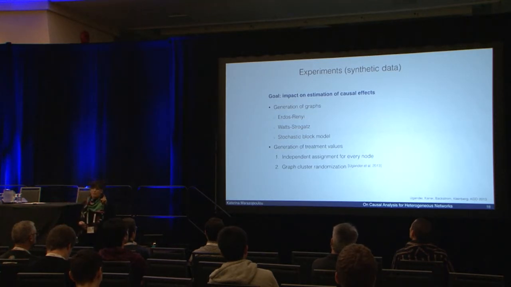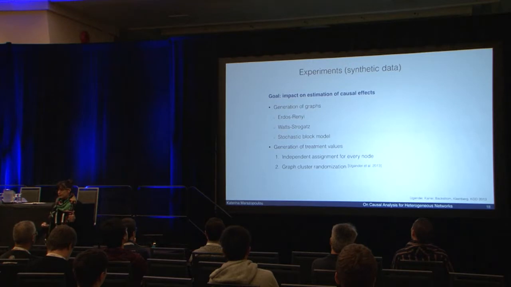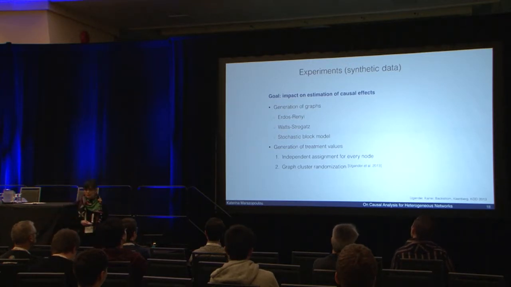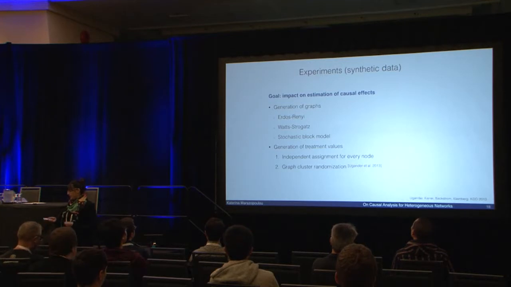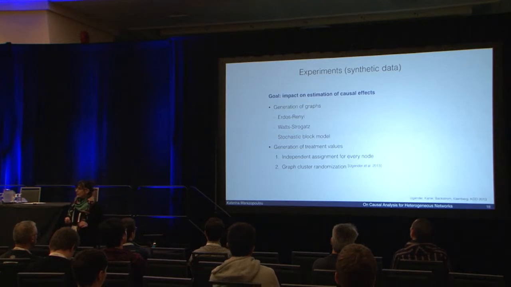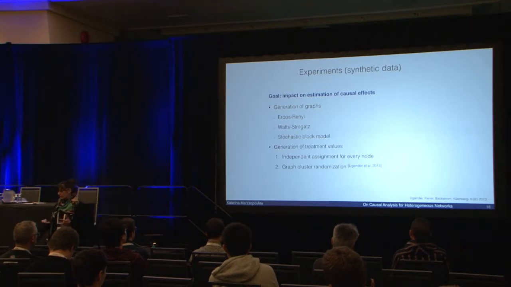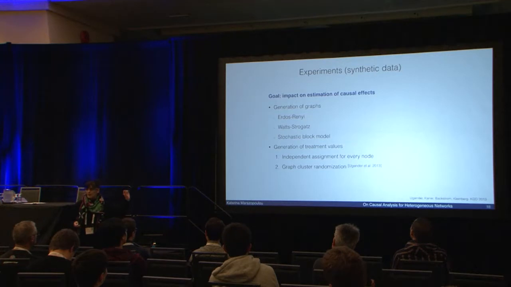The first one was an independent assignment. So basically, go over your network. For every node, flip a coin, and with probability p, assign them to treatment, 1 minus p, assign them to control. And the second way to do this is using graph cluster randomization. Effectively what this is, you first form clusters on your network, and then you assign treatment on the cluster level. So for every cluster, you again flip a coin. With probability p, you assign everyone in the cluster to treatment. 1 minus p, everyone in the cluster goes to control. And the reason this has been used is because it has been shown to reduce the variance of your estimators.